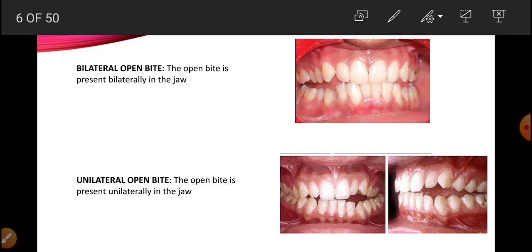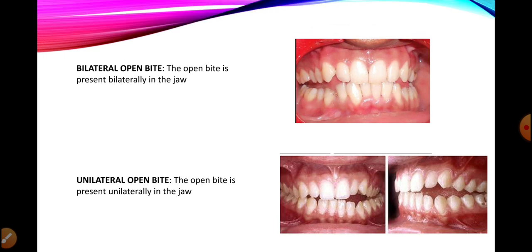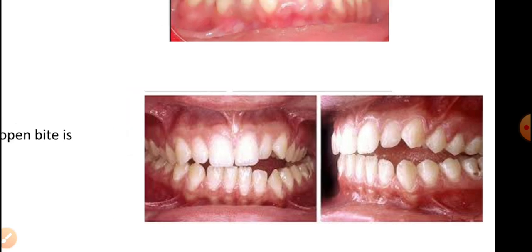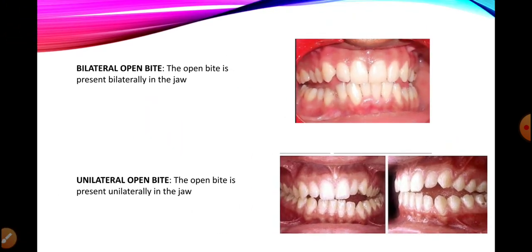Whereas if the jaw is in occlusion and the open bite is present on one side, as can be seen here in this picture, this type of open bite is only present on the left side. This type of vertical malrelationship is present on this side. This lack of vertical relationship when the teeth are brought in occlusion on one side is known as unilateral open bite.